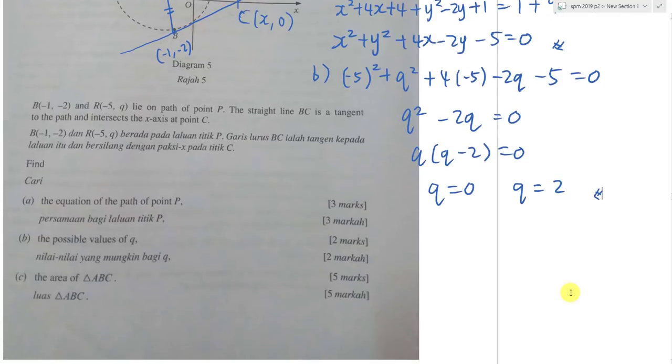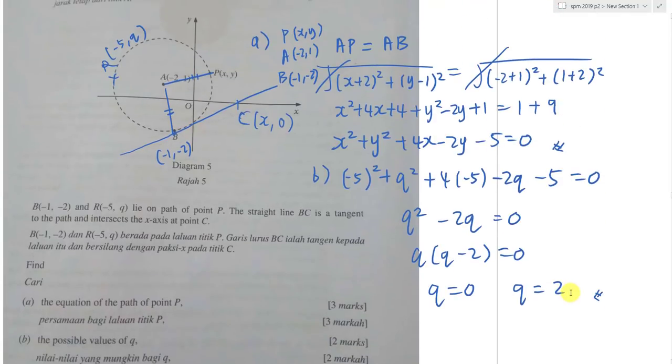Then they asked me to find the area of ABC. We don't have the coordinate C, but we need to know A, B, and C. Now this is the purpose of tangent. If straight line BC is tangent to the path here, I know here must be 90 degrees, then only we can get tangent. So my logic is, I want to find the equation of tangent first. After I get the equation of tangent, I will make it intersect the x-axis to get my C coordinates.